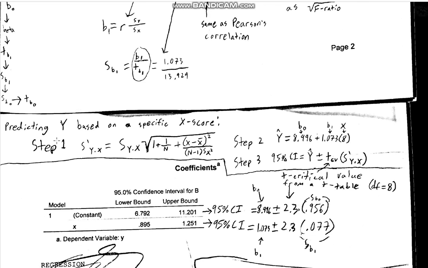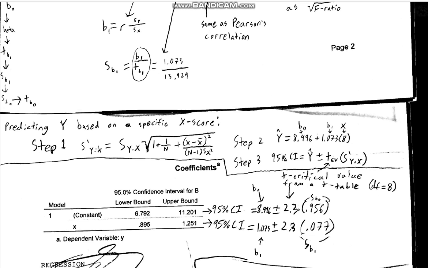The second problem is to predict a score on y based on a specific score of x. And for this assignment, he wanted us to predict it based off of an x of 8. But yeah, so this is just the general steps here. So this is the standard error of the prediction. It looks awfully similar to this standard error of the estimate. The only difference is this little tick mark, apostrophe, whatever. That just means that it's different in some way. It's used for another purpose.